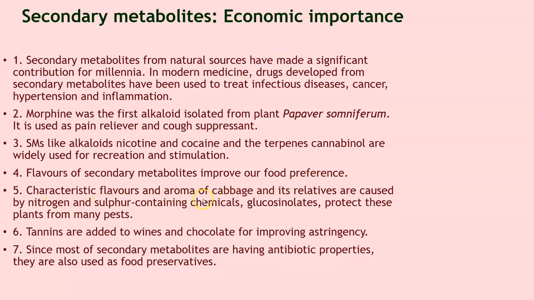Then we have the characteristic flavor and aroma of cabbage and its relatives, caused by nitrogen and sulfur containing chemicals, which also give protection to the plants from many pests. Tannins are added to wines and chocolate for improving astringency, and some of them also have antibiotic properties, and some of them are used as food preservatives.